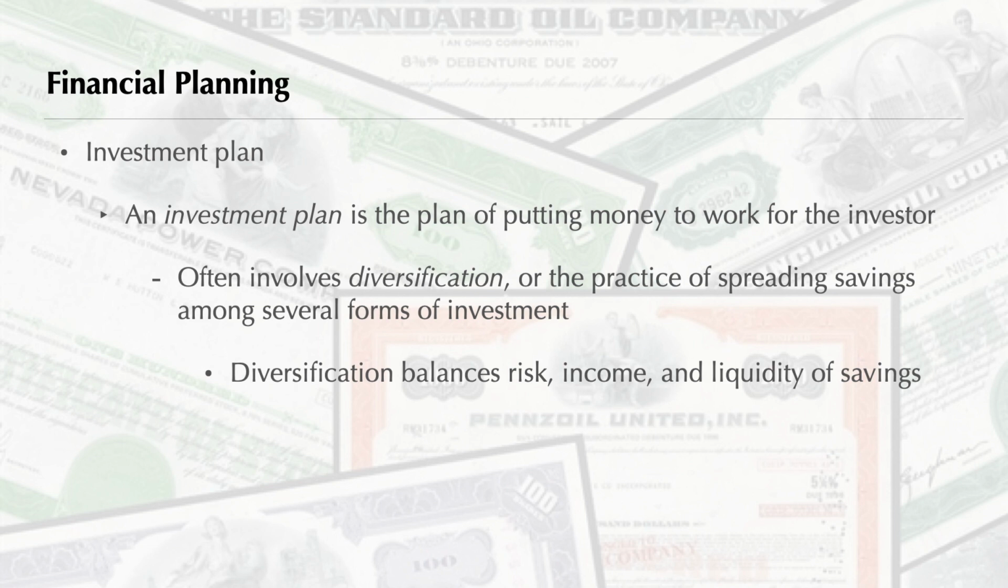An investment plan is the way Janice puts her money to work. To devise an investment plan, Janice must first determine her reasons for investing. For example, does she want her investments to provide current income, or does she want them to increase in value over time? Once she answers this question, Janice can decide what kinds of investments to make. An investment plan often reflects a program of diversification. Diversification means that a person chooses a variety of investments, CDs, stocks, bonds, and so on. By diversifying her investments, Janice can balance risk, income, and liquidity. Investment choices will be discussed more fully later in this video.